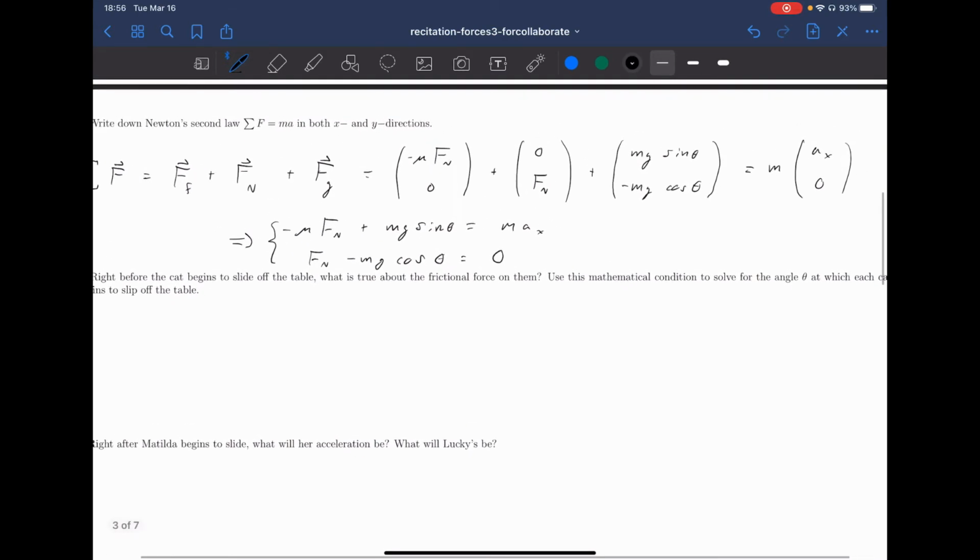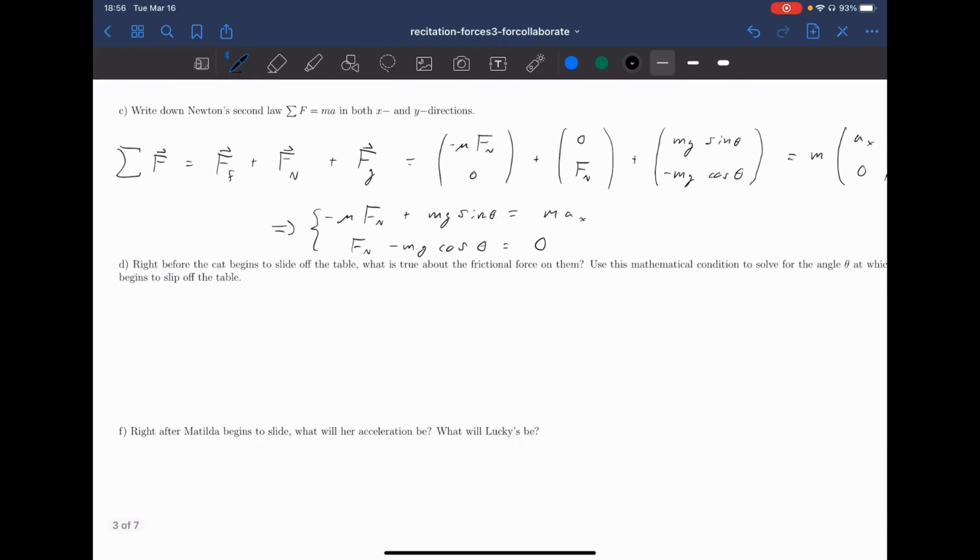So let's write out the y equation. So we can easily solve for the x equation. In the y equation, we have Fn. We can find Fn. Fn is equal to mg cosine theta. So that's nice. So now we can plug that into the x equation, which we just said the x acceleration is 0. So that means minus mu static now, times Fn, mg cos theta, plus mg sine theta is equal to 0.